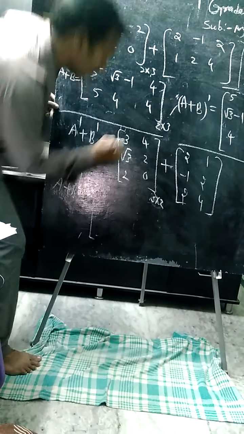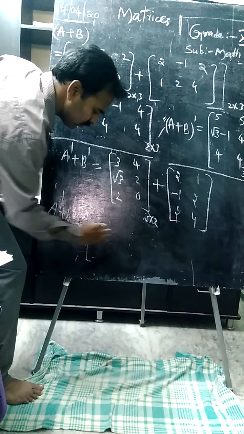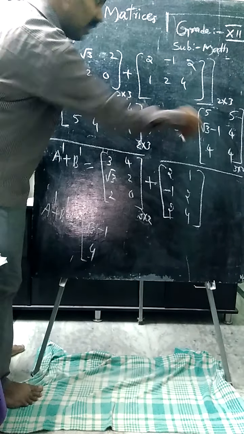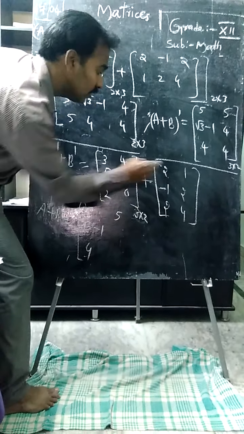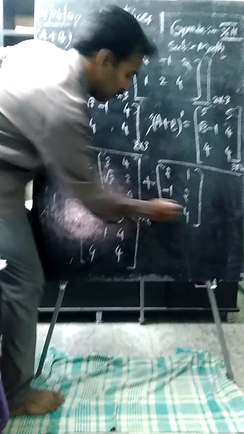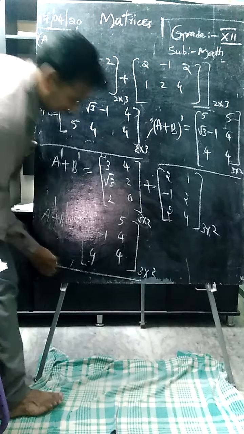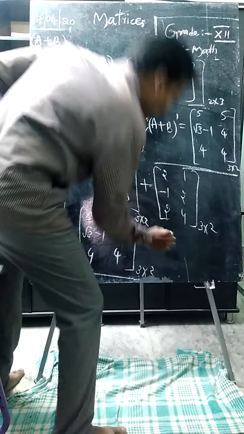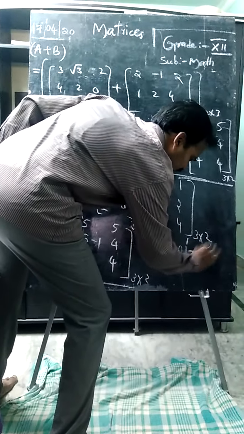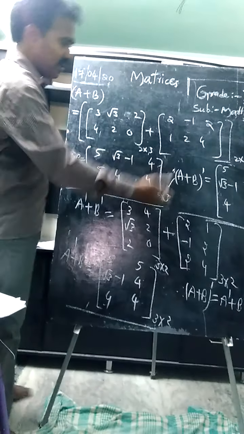Now we have 3 plus 2 is 5, root 3 minus 1, because plus into minus, and minus 2 plus 2 is 4. So see, my students, first row, first column we got. Again here 4 plus 1 is 5, 2 plus 2 is 4, 0 plus 4 is 4. What is the order? It is 3 by 2, and here also 3 by 2. If you concentrate, we can conclude that the transpose of the A plus B matrix is the sum of the transpose of the A matrix and the B matrix; both are equal.